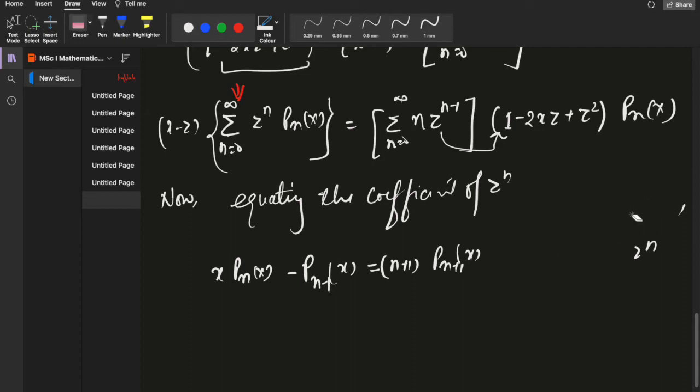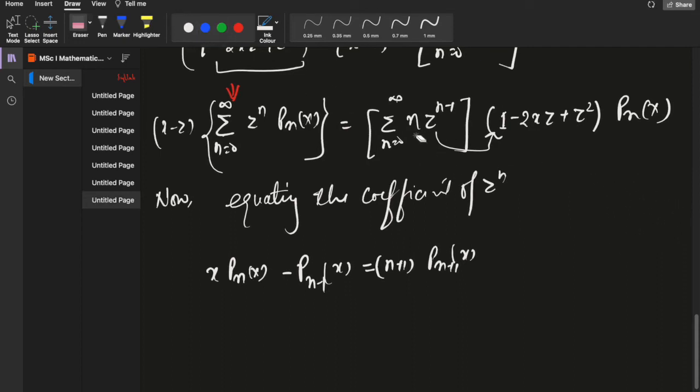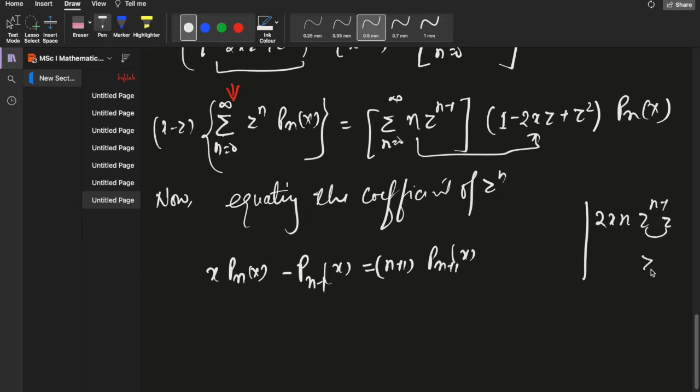Now if I multiply this series with this term, this will give me what? 2x n z to the power n minus 1, and z on both together will give me z to the power n. So here no need to change the value of n, so it will give me minus 2x n P_n(x).